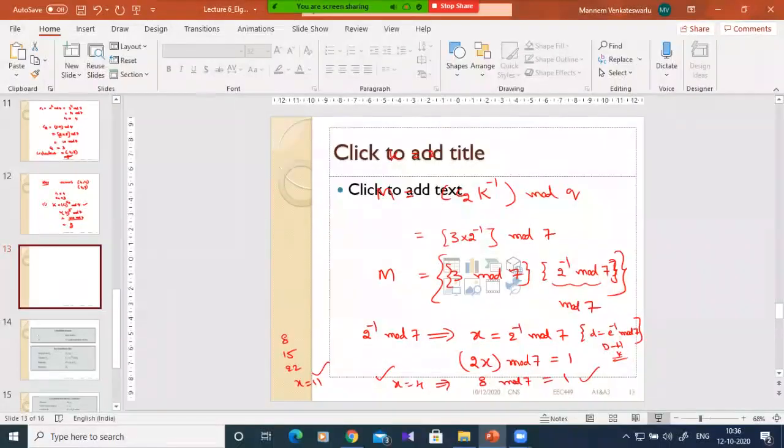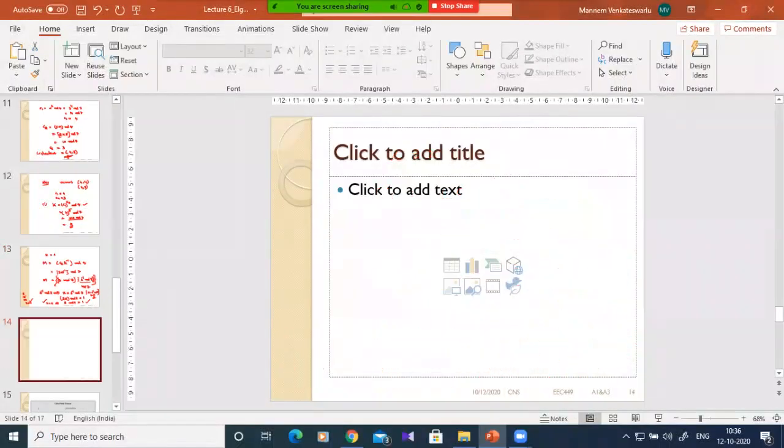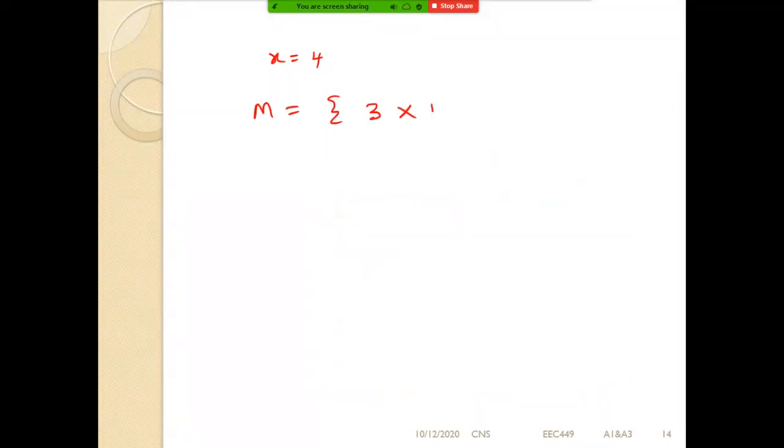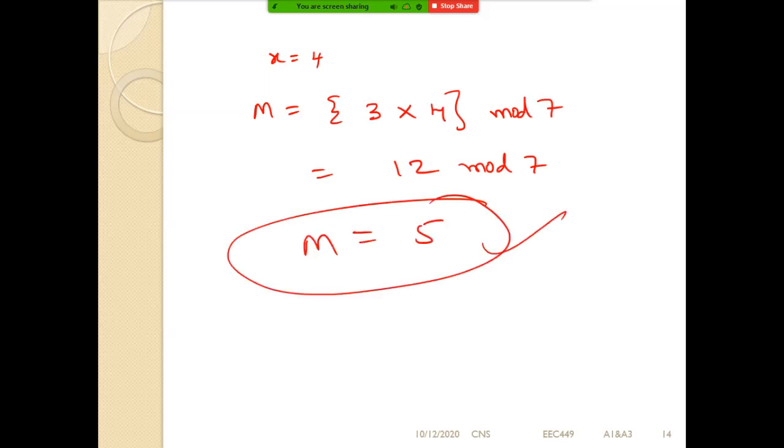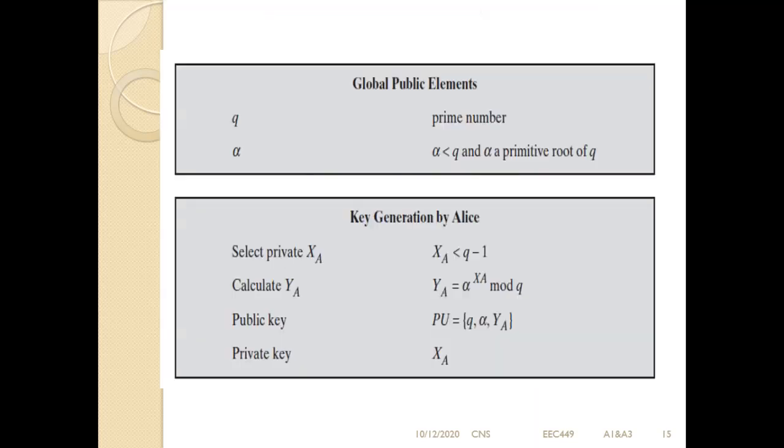So we should substitute. So x is equal to 4. That means capital M is equal to 3 mod 7, meaning 3 into 4 mod 7. So what is the value we will get? 12 mod 7, which will give the 5 value as well. So that is at least recover the original message or original plain text. Is it clear to all of you? Yes, sir.